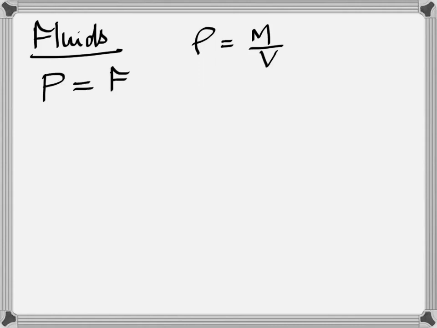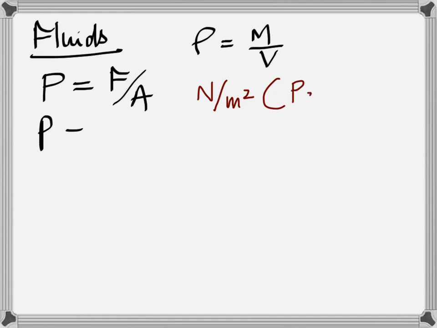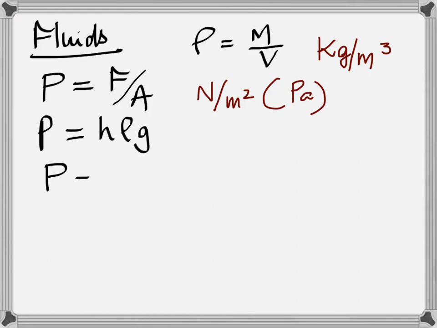Second one, pressure is force by area. All right? Unit of pressure, pascals. What about the pressure exerted by a liquid or a fluid? But that's the unit of pressure, that's the unit of density. Pressure by a liquid or a fluid is h rho g. h is the height or the depth, rho is density, and g is acceleration due to gravity.